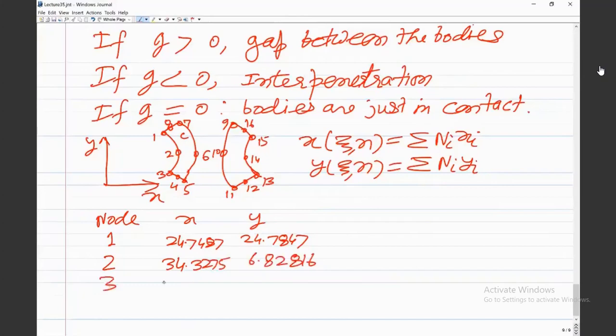Node number 3 x and y coordinates are 32.3358 and minus 13.3939. Node number 4 will be the mean of 3 and 5. So (x3 plus x5) by 2, (y3 plus y5) by 2.